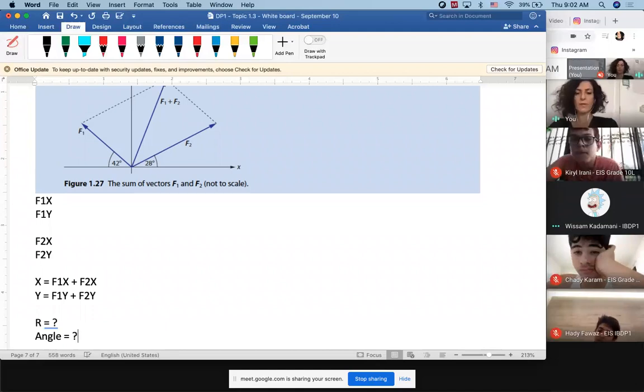Okay, so what I just did here, I've broken F1 into components, broken F2 into components, then I added the X components, added the Y components, then built a new vector out of this result. So what I'm doing here is breaking vectors into components, then building a new vector that is the resultant. Shall we try? Wissam, you do the first vector.